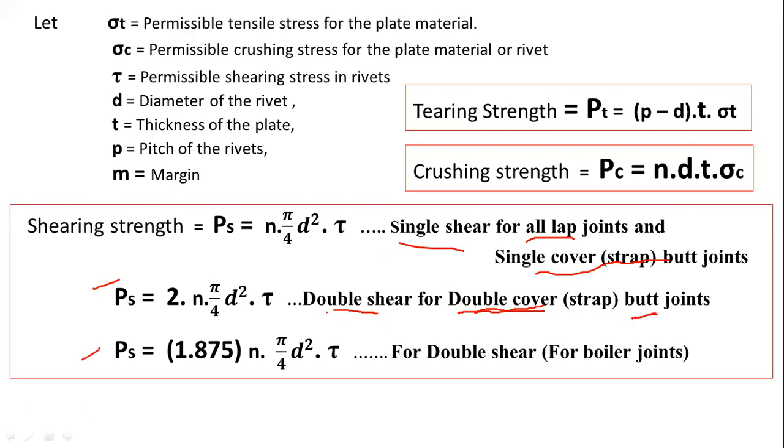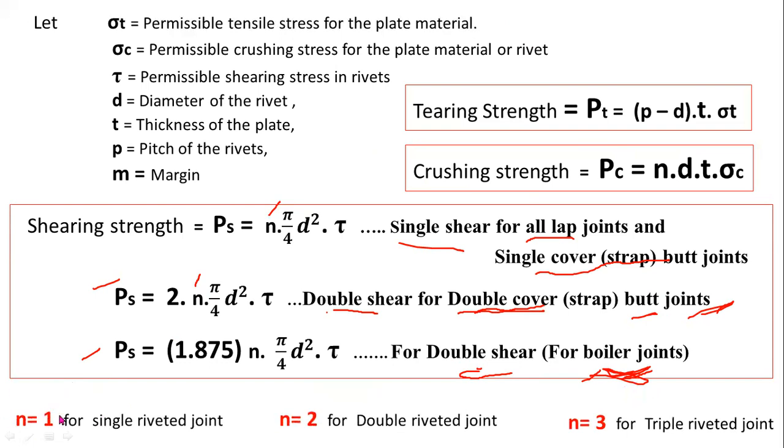In a similar way, Ps equal to 1.875 into n into pi by 4 d square into tau for double shear for boiler joints. This one is the theoretical value, and this one is the actual value for boilers. Now here n is the number of rivets per pitch. That means n equal 1 for single riveted lap or butt joint, n equal 2 for double riveted lap and butt joints, n equal 3 for triple riveted lap joint, and n equal 4 for quadruple riveted joint.